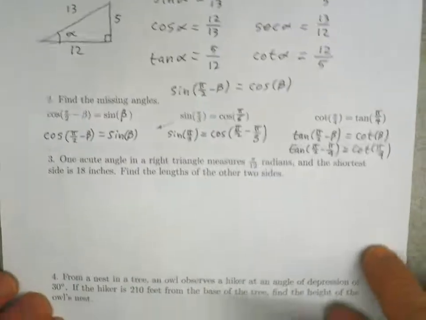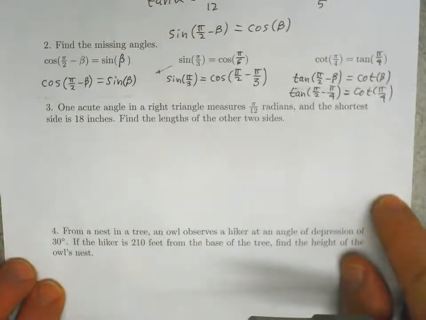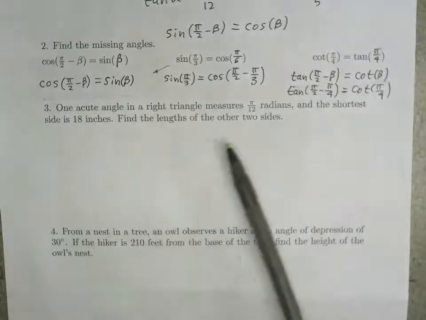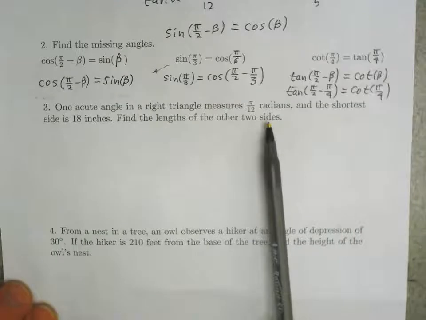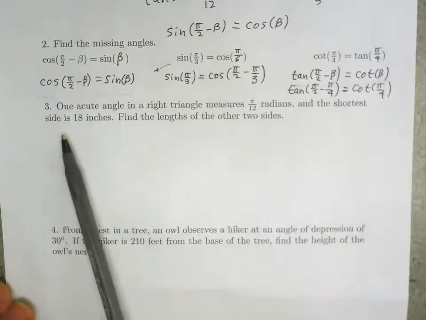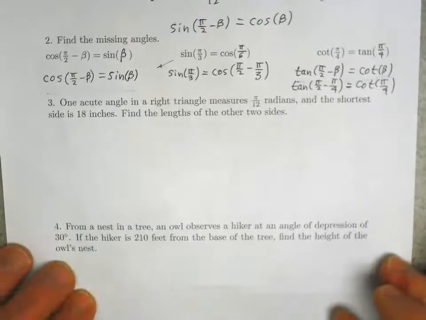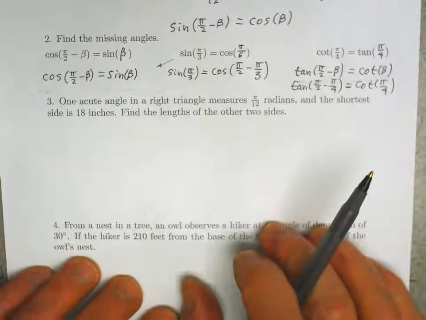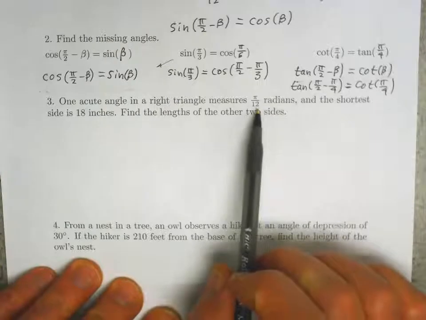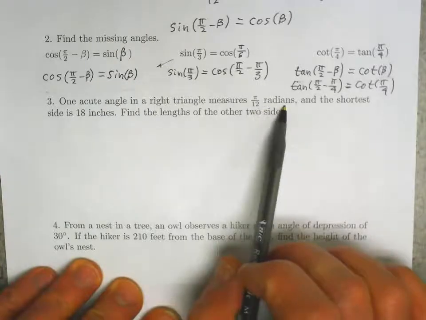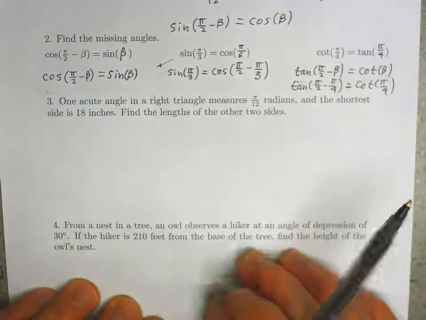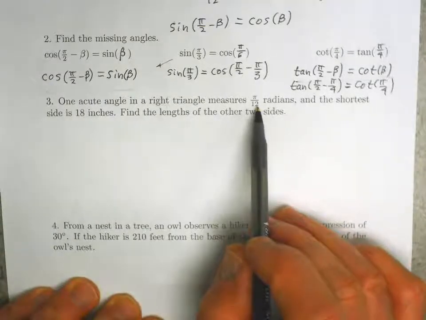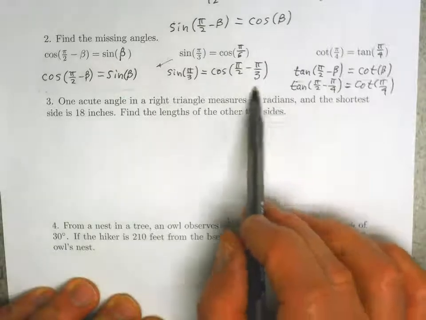Okay. Number 3. One acute angle in a right triangle measures pi over 12 radians, and the shortest side is 18 inches. Find the lengths of the other two sides. Well, pi over 12 radians, we can tell by looking that it's smaller than pi over 4. So this has to be the smallest angle.